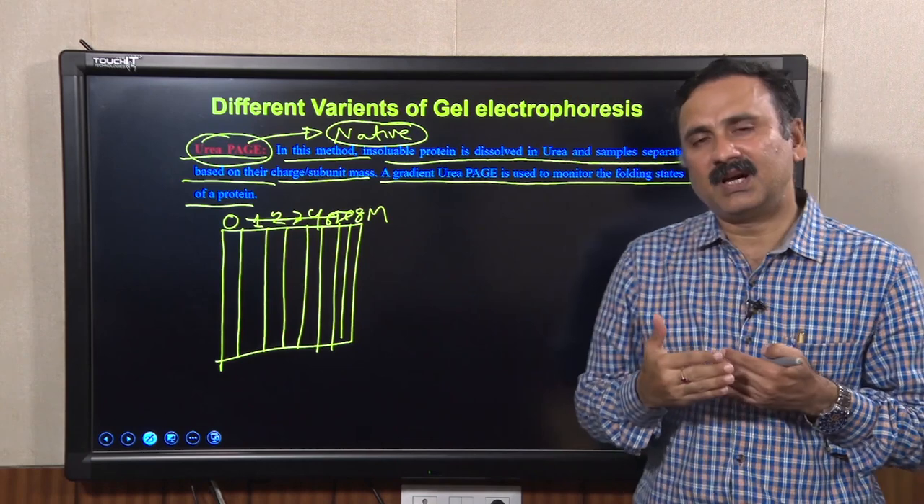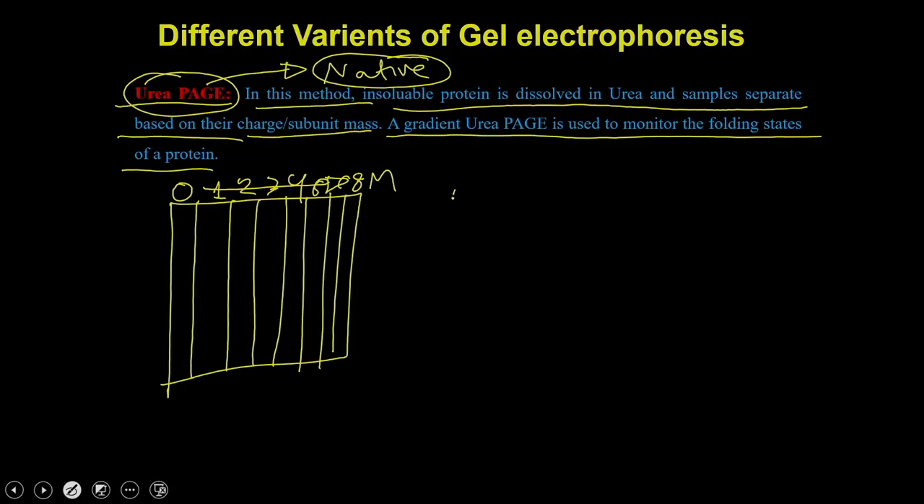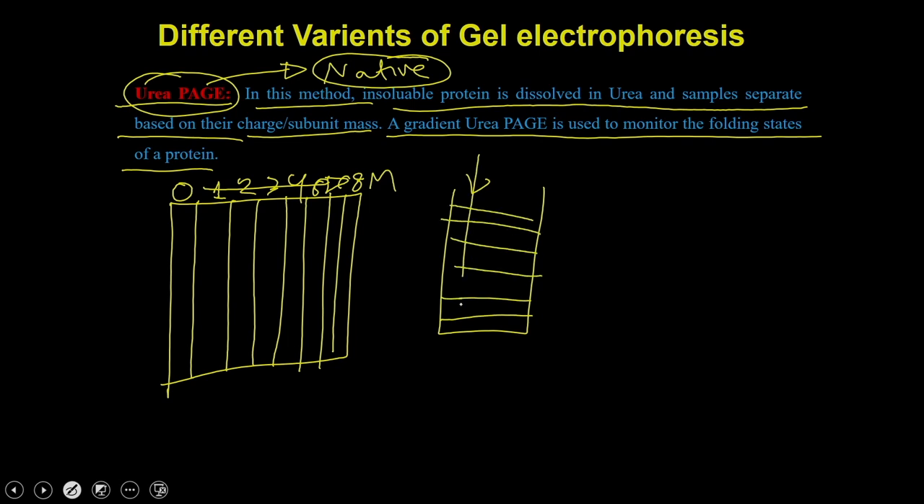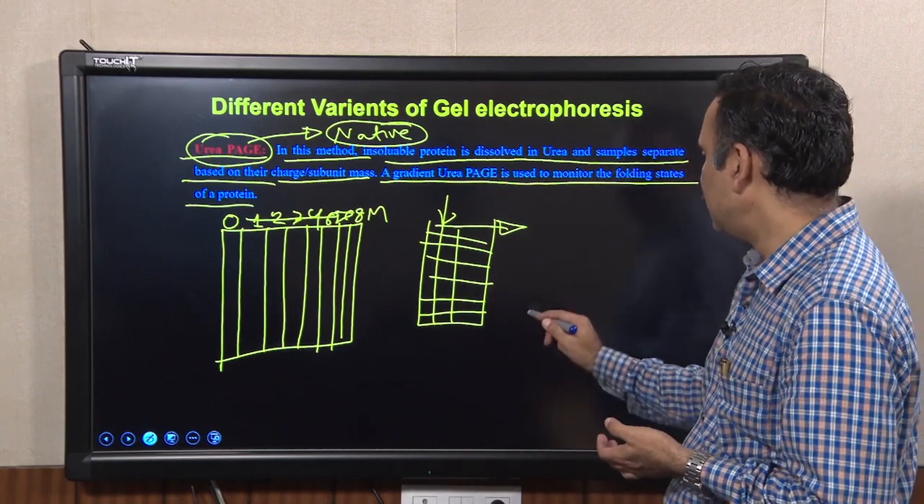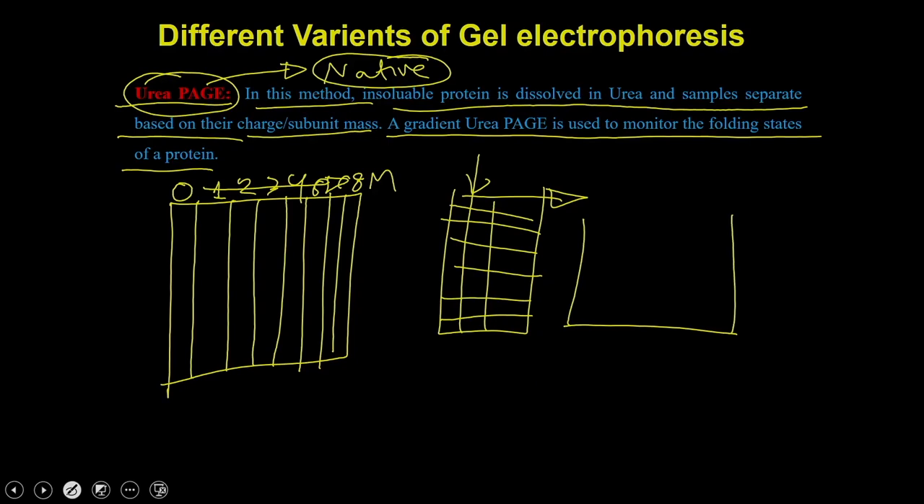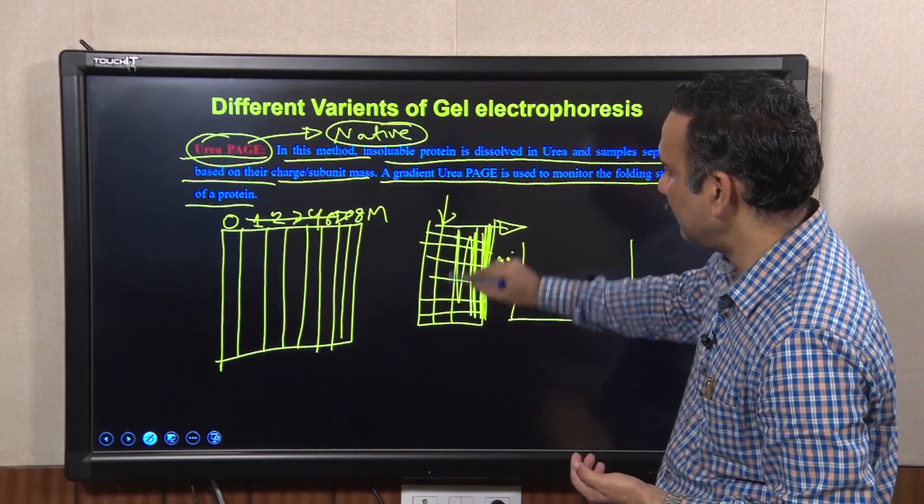So the first question is how to prepare this kind of gradient urea PAGE. Because if you remember, we are always pouring from the top, and the liquid fills into the chamber like this. Because of that, you cannot generate a gradient in this direction. So for this purpose, you have to rotate this cassette in this direction first. You can imagine that we have just rotated this cassette by 90 degrees, and now you start filling from this side. So first you fill this one, then this one, then this one, then this one.